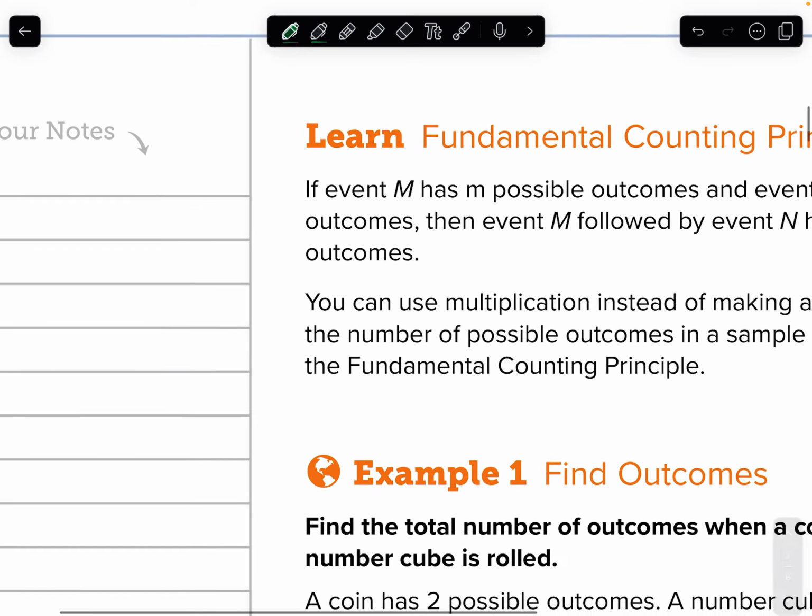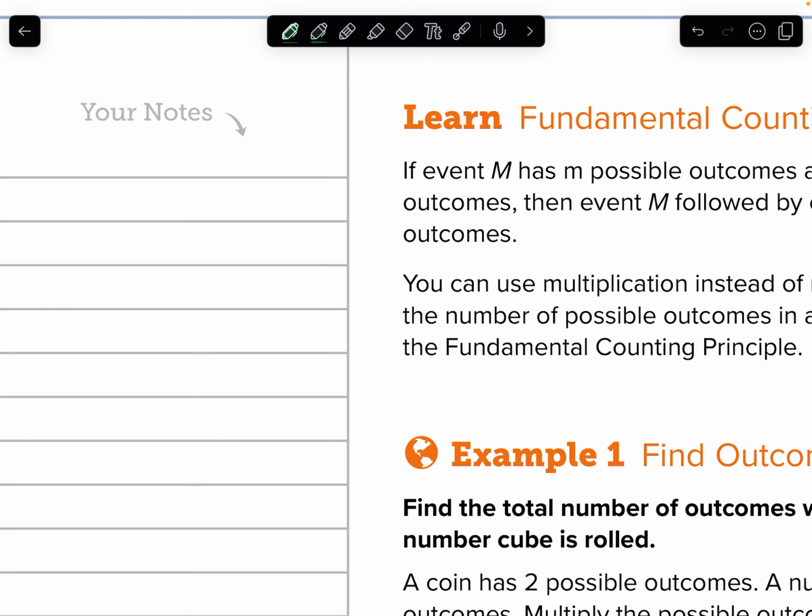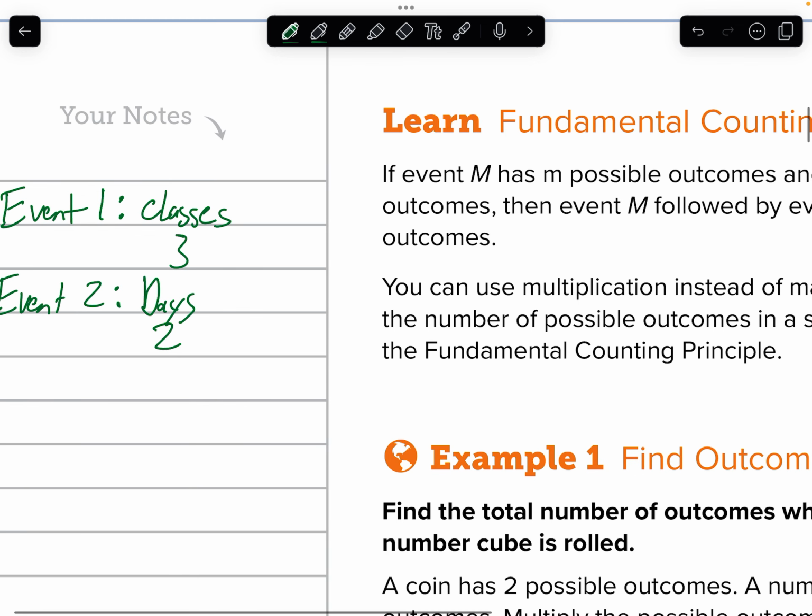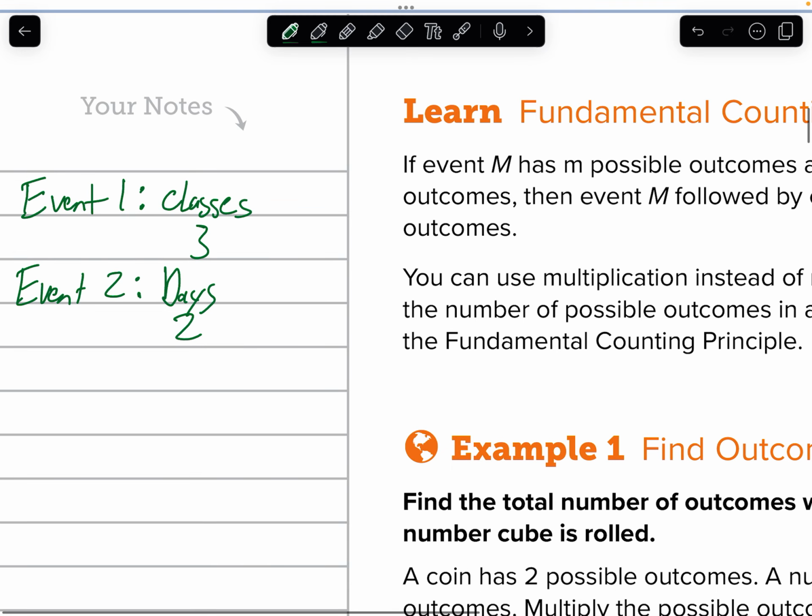So let's go back to our previous example. Event 1, we're looking at classes. That was the first event, and there are 3 possible outcomes. Event 2, we're looking at days, and there were 2 possible outcomes. What this is saying is that we can use multiplication to figure out the total number of outcomes instead of making a tree diagram every time. We need to be able to make that tree diagram still, but we can use the fundamental counting principle to tell us how many outcomes there are going to be.